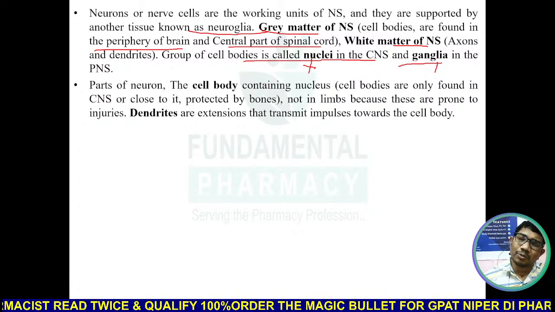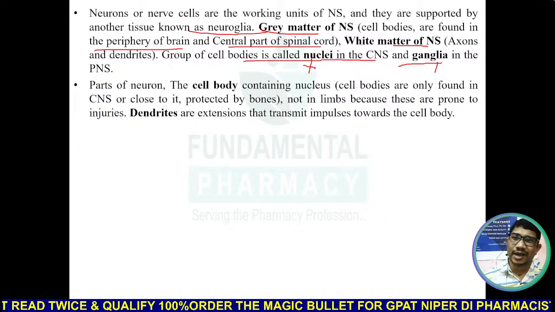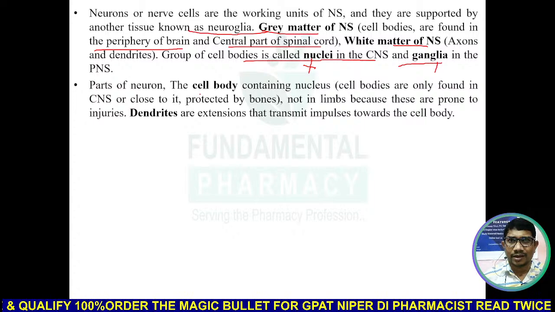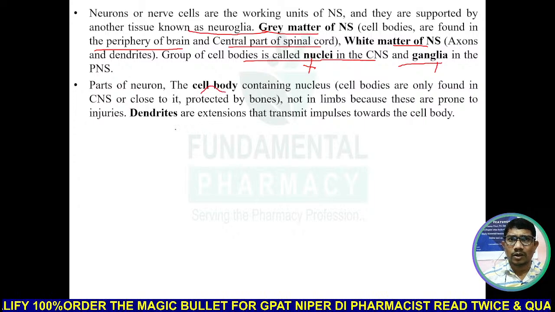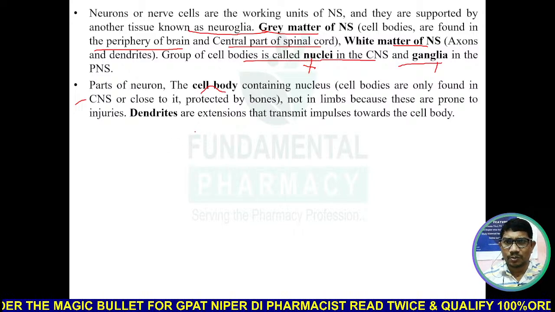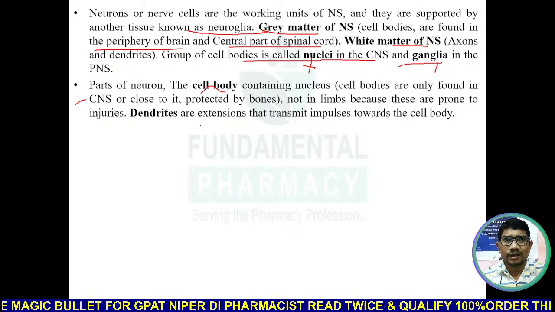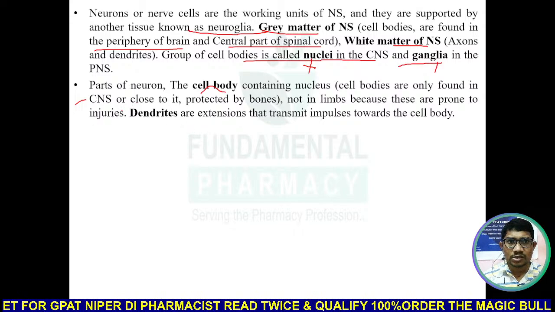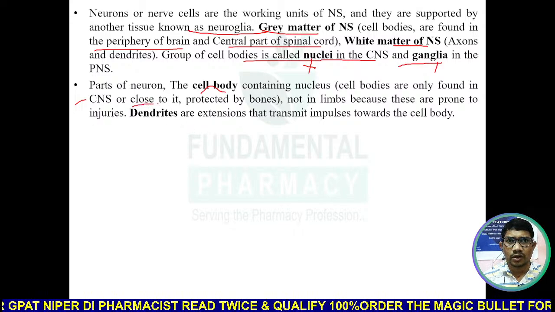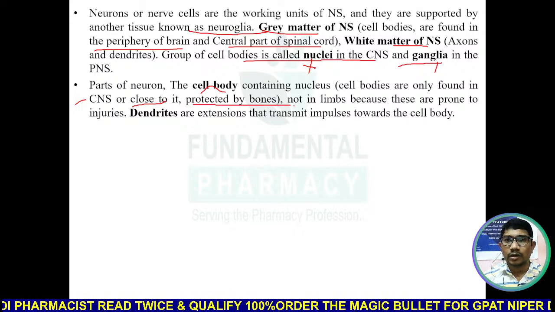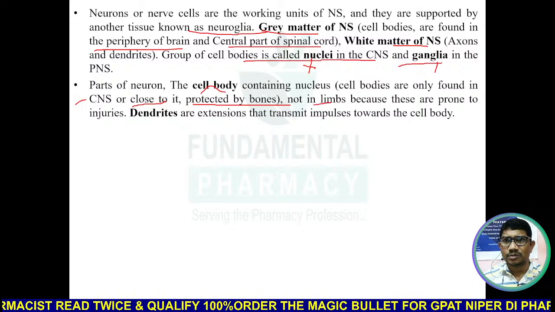And group of cell bodies in the peripheral nervous system known as ganglia. What comes under the parts of a neuron? The cell body, containing a nucleus, is only found in the CNS. Cell bodies are only found in the neurons present in the CNS. The neurons of the CNS have a cell body, which is in close proximity to the neuron, and it is protected by bones. Okay, cell body is not present in the limbs, right.